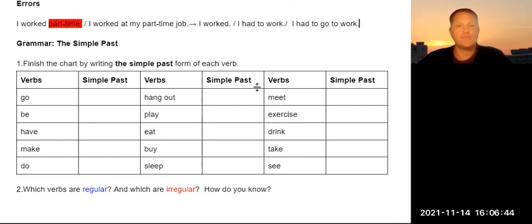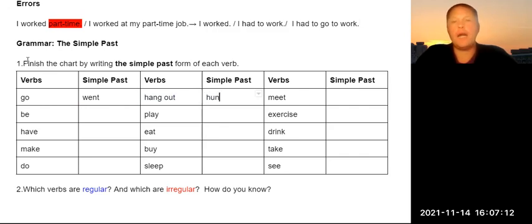Okay, so the simple past. So we have these verbs: go, be, have, make, do, hang out, etc. And we need to put them in the simple past. So pause the video and finish this chart, and then come back and I'll give you the answers. All right, here we go. Go, went.